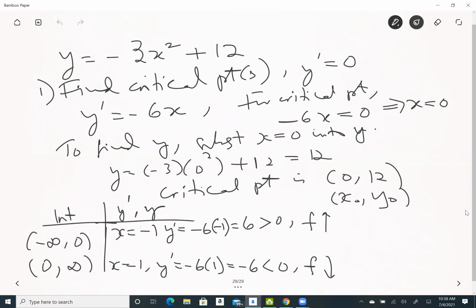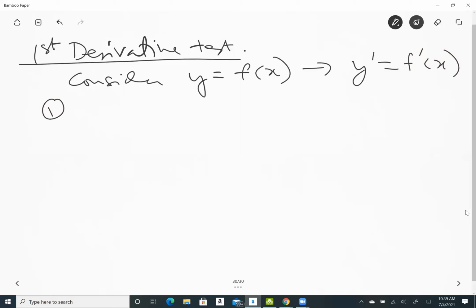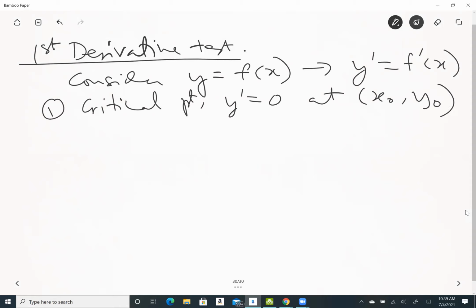So what we will do, based on what we have learned, is extend a little bit more. So this is what you call the first derivative test. All right. So for the first derivative test, you consider a function y equal to f of x. And of course, you get y prime equal to f prime of x. And number 1, you get the critical point, where y prime equal to 0, say at (x0, y0). So based on that critical point, you have intervals.